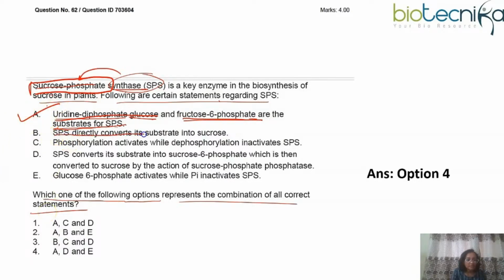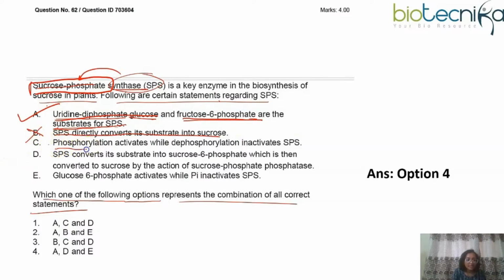SPS directly converts its substrate into sucrose. Does it do that? Is the product of SPS sucrose? No, right? That's what I've been telling you. The product generated by this enzyme is not sucrose. It is sucrose phosphate. Then another enzyme, phosphatase, comes. It will cleave that phosphate, and then you will get sucrose. So statement B is not correct.